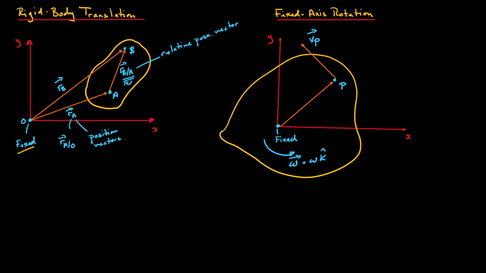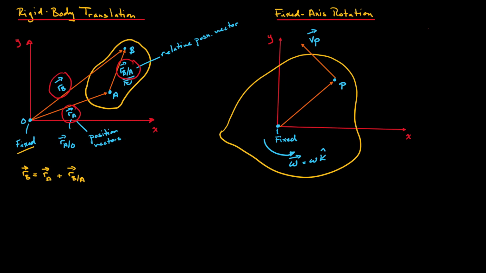Okay, so let's consider a single point, point B. We can express the position of point B as the vector addition of the position vector RA plus R of B with respect to A. If you remember from high school, adding up two vectors gives you a third vector. So adding RA plus R of B with respect to A will give you RB. So we've characterized the position of point B.